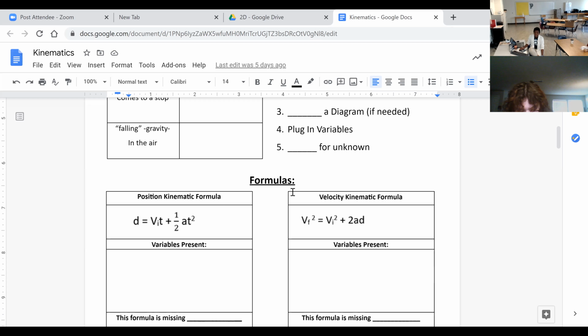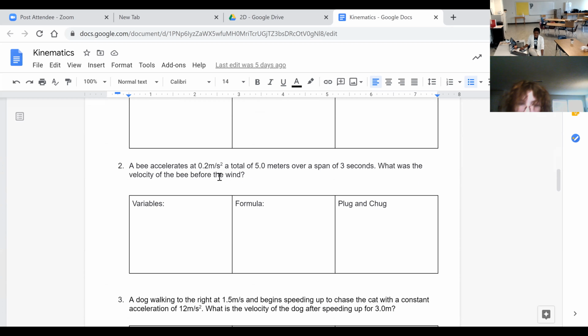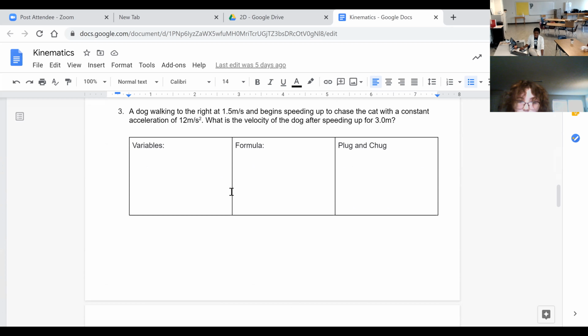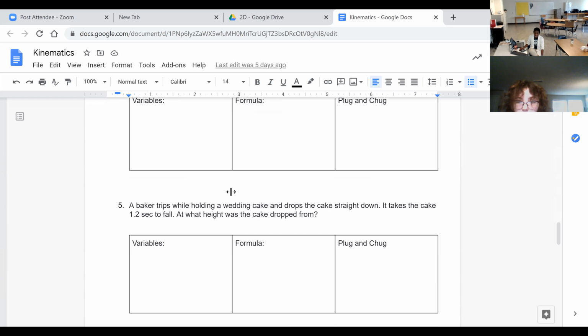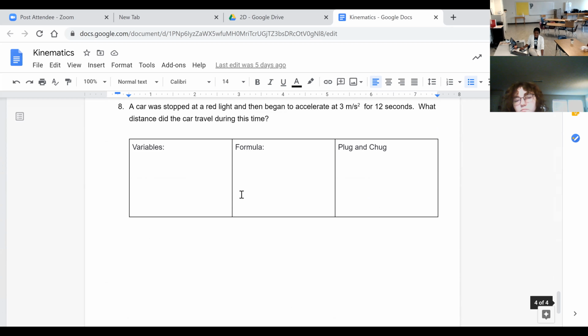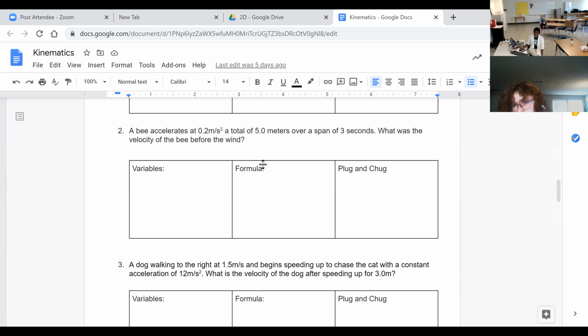So hopefully we'll get through these formulas, okay? And then we're going to do practice problems on my PowerPoint, okay? So you can just do them on your notebook paper. And then these problems, okay, I believe these are all different than the ones that I have. There are 8 problems on here, okay? So that's what you're going to be working on for homework.